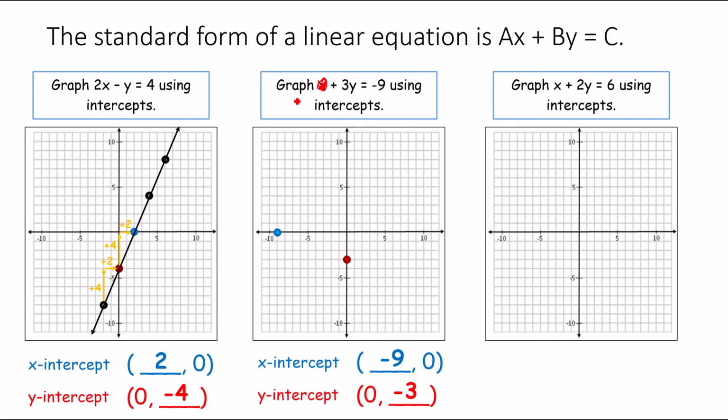Again, I like to give myself extra points, so I see that I'm going to go forward 9, down 3. I'm going to repeat that down here. That takes me to the end of my space. And there's my graph. One more. Again, pause the video. Try it on your own.